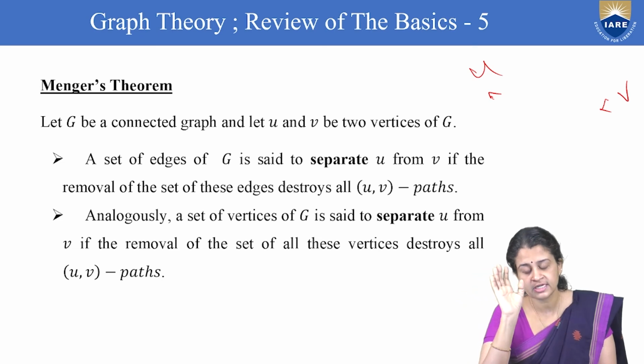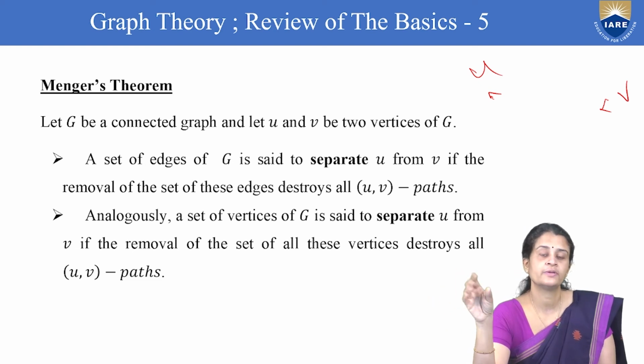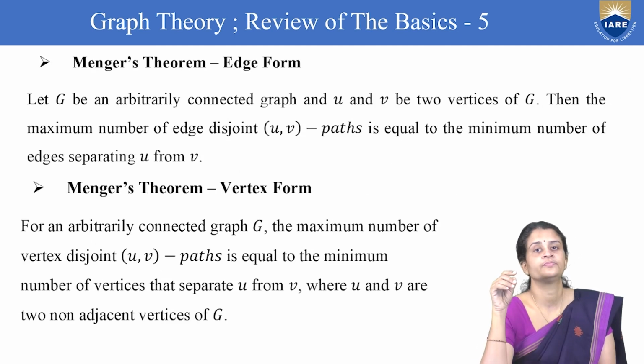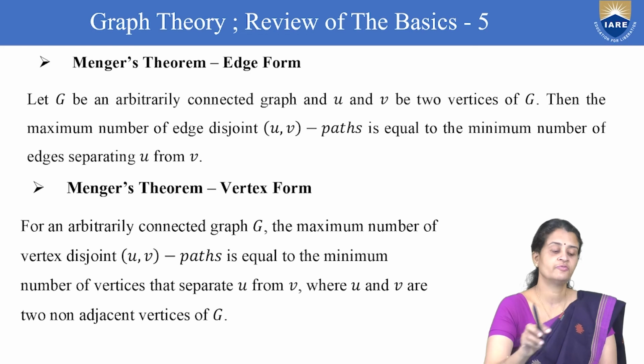If the removal of certain edges destroys the UV paths in a graph G, then these edges are said to separate U and V. Similarly, if we remove certain vertices, say A, B, C, on the UV paths, and the UV paths are destroyed, then we say that these vertices A, B, C separate U and V. Menger's theorem has two forms, the edge form and the vertex form. Let's see the edge form.